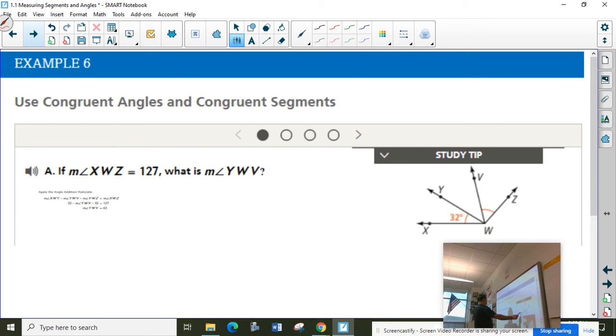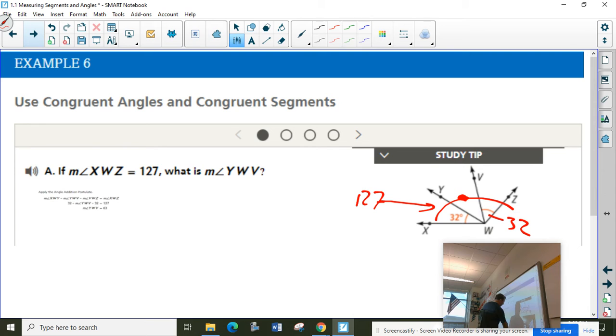XWZ here, X, W, and Z, this whole thing is 127. They want to know what YWV is. They want to know what this part is. Well, some people are like, well, how do I know that? I don't know what this is. Yes, you do. Do you see how this is one arc?